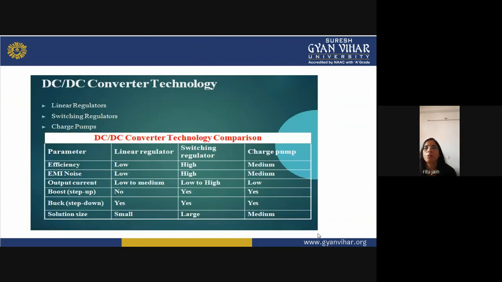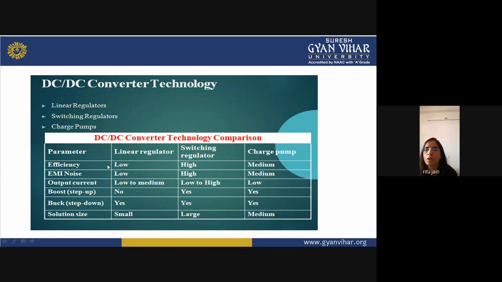Now, what is your DC to DC converter technology? How does it work, and what are the techniques which we can apply in DC to DC converter technologies? One is your linear regulators, switching regulators, and charge pumps. We can divide these technologies in 3 parts. You can see from the table, in the DC to DC converter technology comparison, these are your parameters. This is your linear regulator, this is your switching regulator, and this is your charge pump.